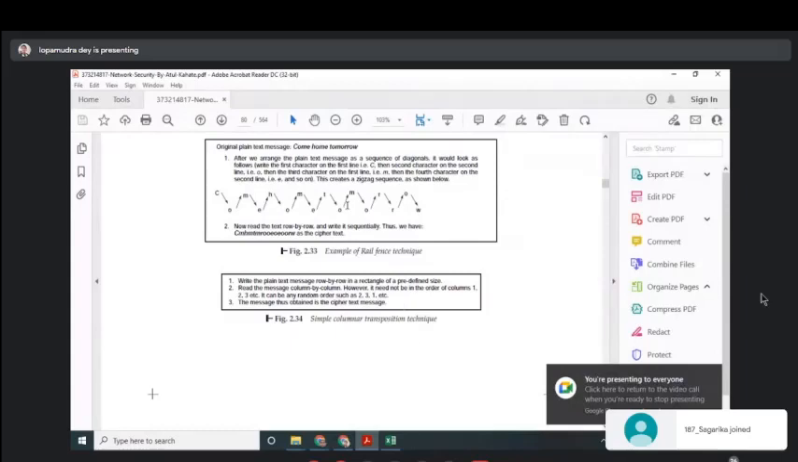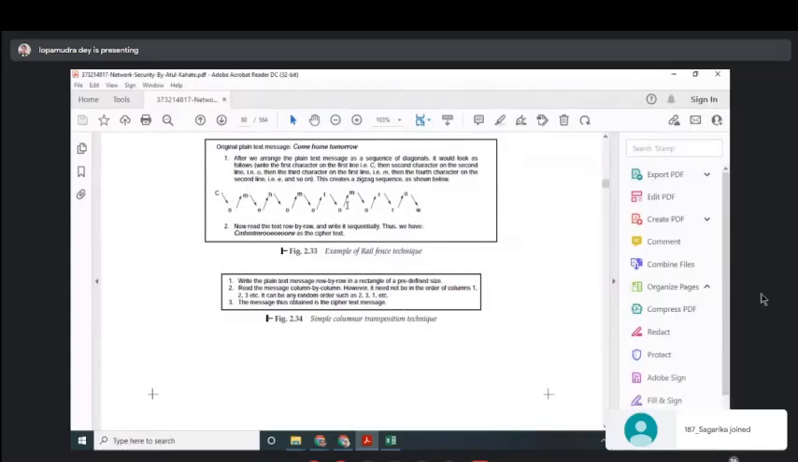So this is the rail fence cipher that we had discussed in our last class. Basically, we will write it down in a zigzag sequence. After that, we will read them row by row. Okay, so that is the row by row sequence.